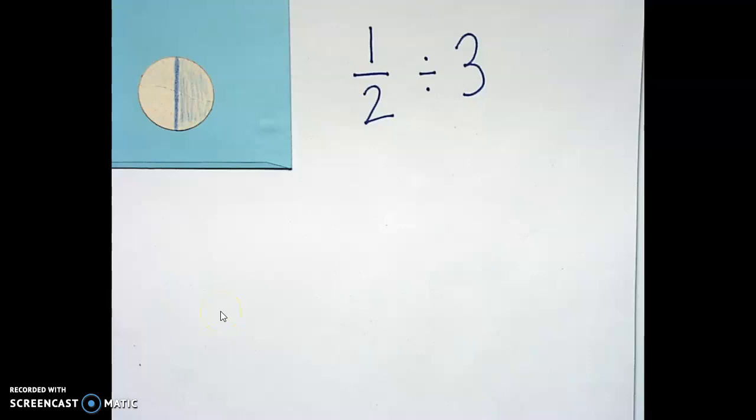All right, here we go into fraction division. First, we're going to take a half and divide it by 3, but what I need you all to do is to think really hard about which technique this should be.